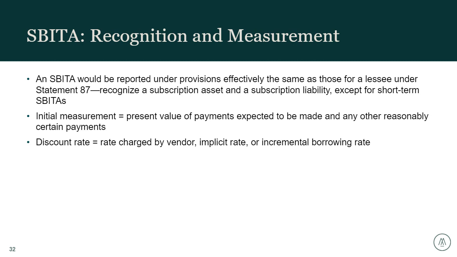The subscription payments then should be discounted using the interest rate that the SPITA vendor charges the government, which may be the interest rate that's implicit in the SPITA contract. If the interest rate can't be readily determined, then the government's incremental borrowing rate should be used.